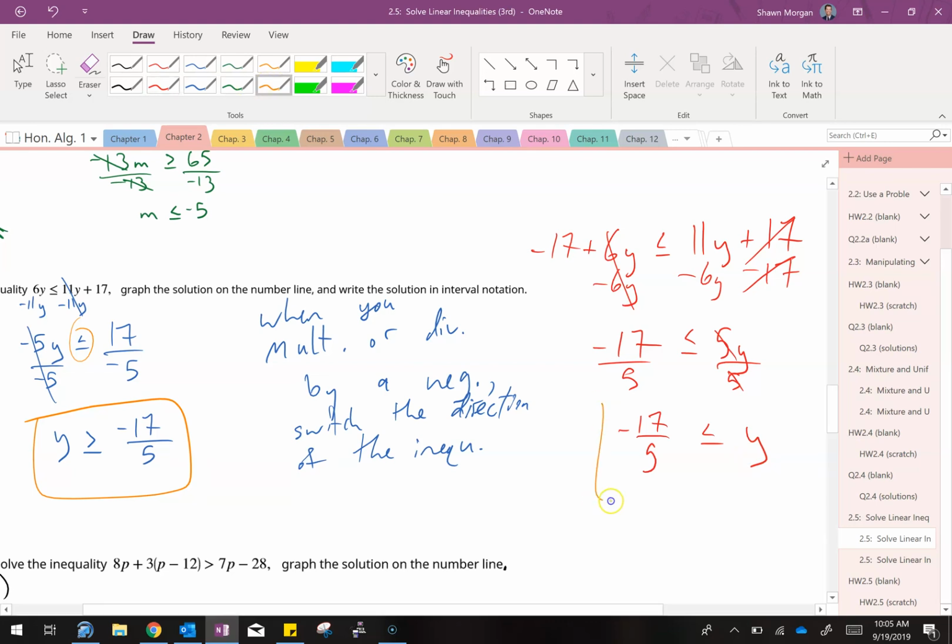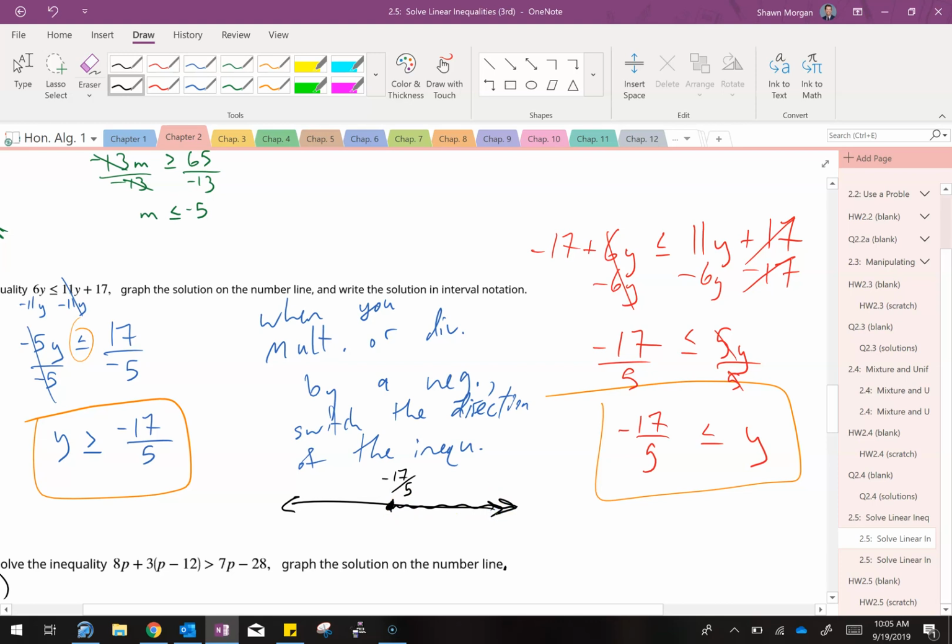Look at what I've got boxed in orange. Those two answers are exactly the same. One of them is just oriented to where the variable's on the left, and the other is oriented where the variable's on the right. If I were going to graph it out on a number line, negative 17 fifths, I'm going to use a closed mark, and I'm going to shade to the right, regardless.